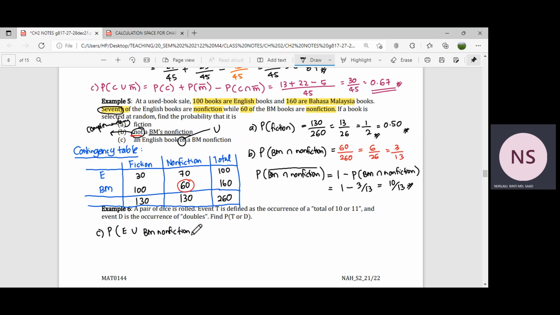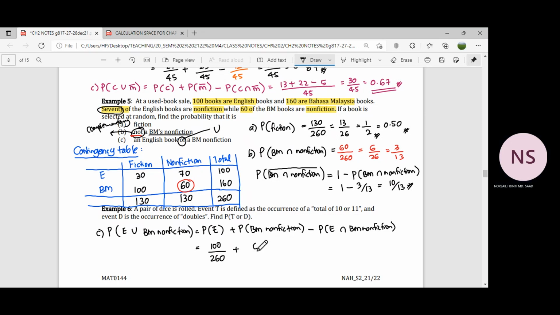So we have the probability of E, plus the probability of BM non-fiction, and then minus the probability of E and BM non-fiction. If you look carefully, for the probability of getting an English book, we need to take the total number of English books over the total frequency, 260. Plus BM non-fiction, just now we have 60 over 260, minus.